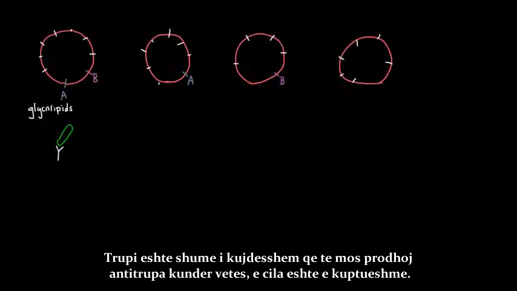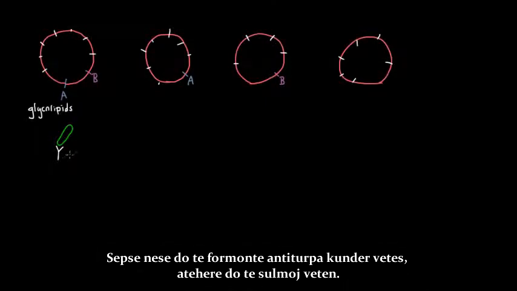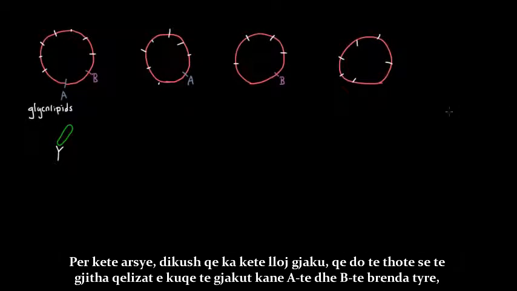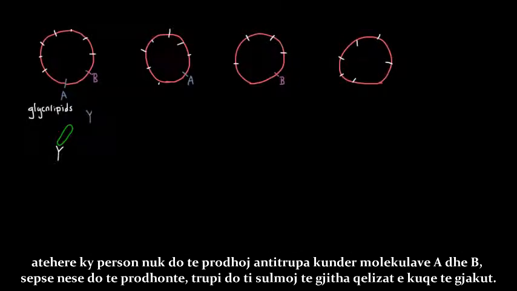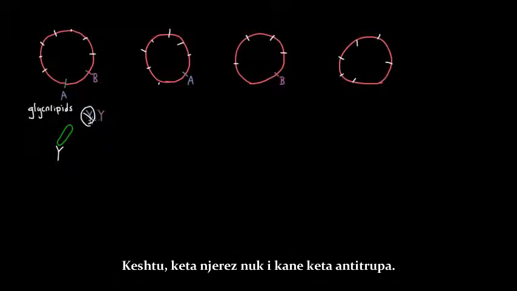But your body is very careful not to make antibodies against itself, which is obvious, right? Because if your body made antibodies against itself, then it would start to attack itself. So for that reason, someone who has this kind of blood, which means that all of their red blood cells have A's and B's on them, that person would not want to make antibodies against the A and the B molecule. Because if they did, then their body would attack all of their red blood cells. So these people don't have these antibodies.